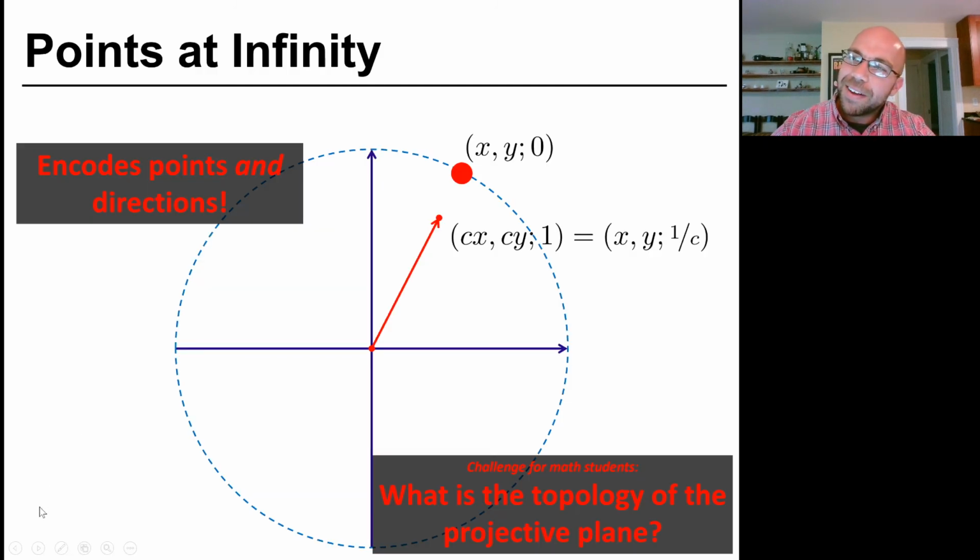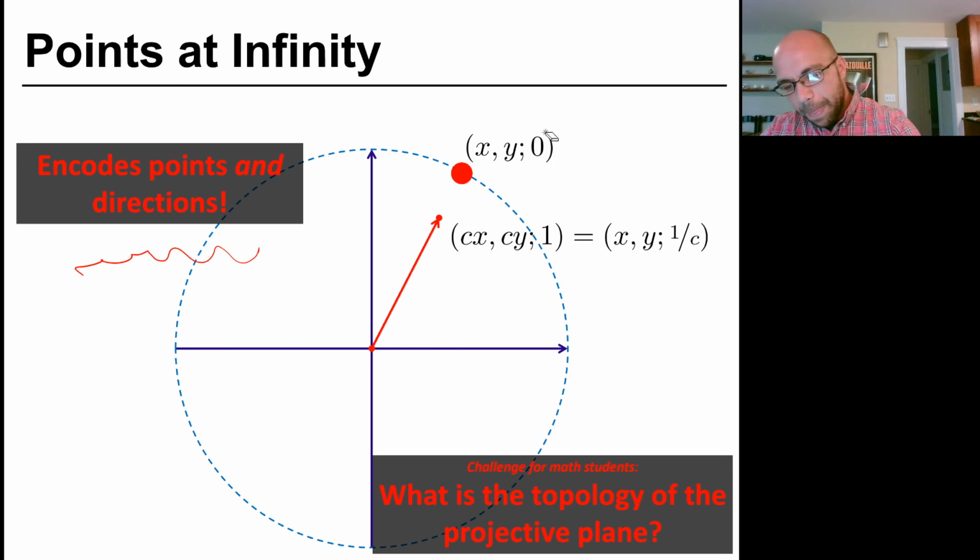Fun aside here for math students in this course. Again, I encode points and directions. So a direction is kind of like a point x comma y comma 0. And if you want to interpret all of these things together, let's say that I take a point and I just start moving in that direction farther and farther away from the origin. Okay? So how could I do that?